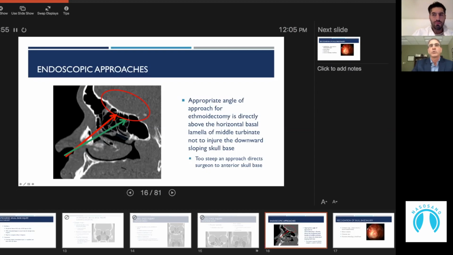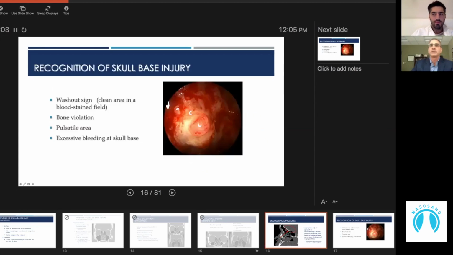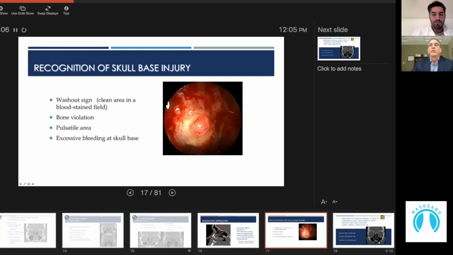If we're too high an angle, we can enter the ethmoid roof much more anterior than we're expecting and result in a CSF leak. If we're suspicious for a CSF leak, what you want to look for is what's called a washout sign. This is an area where you have bloody tissue from sinus surgery, but you have central clearing. And that's a sign of a possible CSF leak.